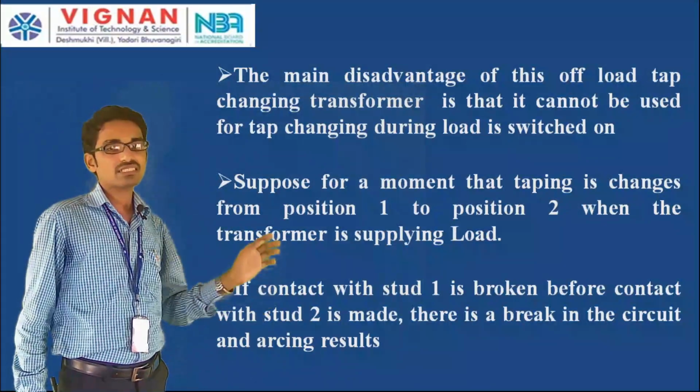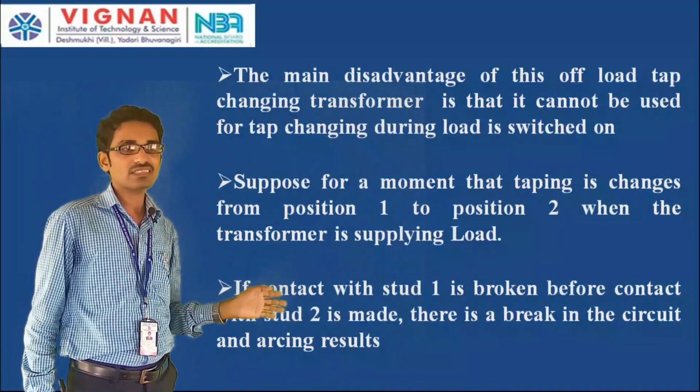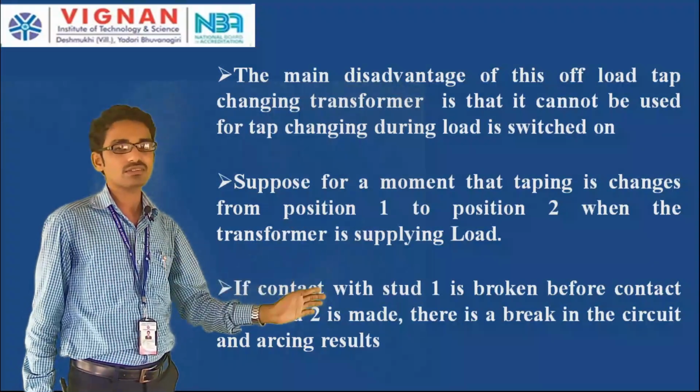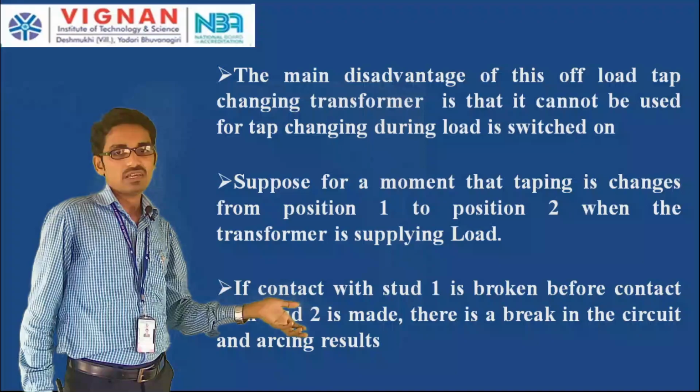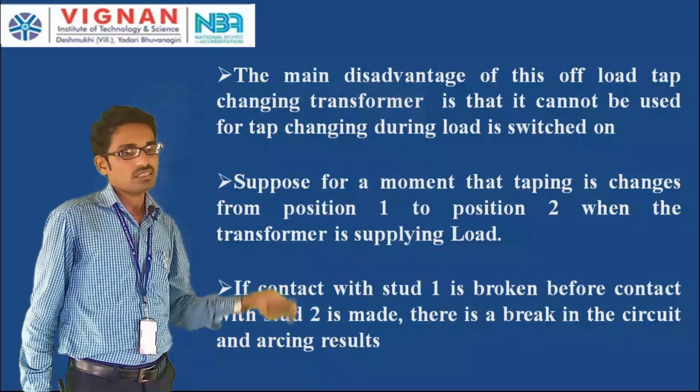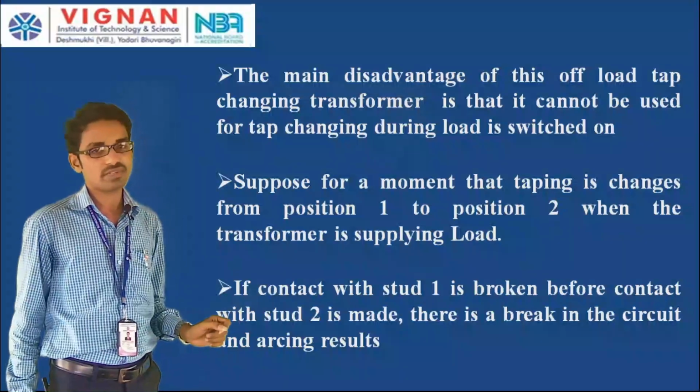So if the contact with stud 1 is broken before the contact with stud 2 is made, before it is connected to stud 2, then there is a break in the circuit. That will result in an arc; there is a formation of an arc.